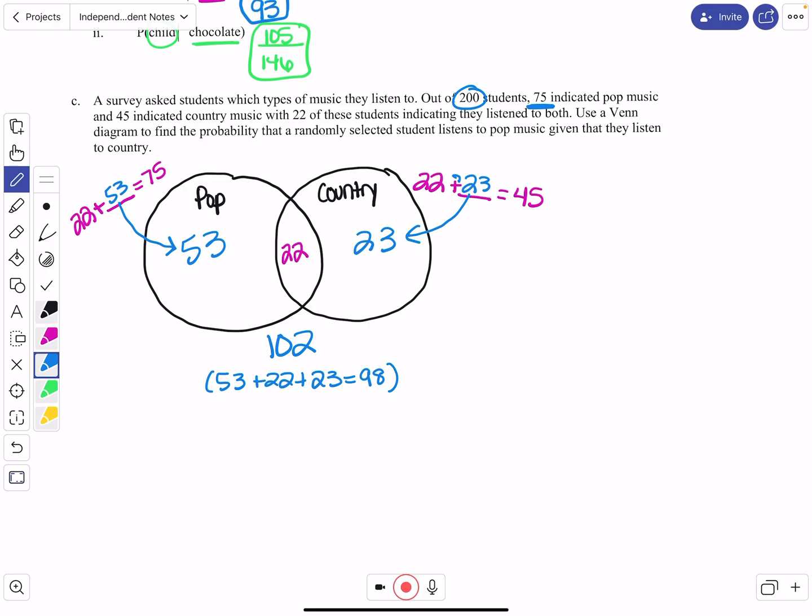Okay, so now let's figure out our answer to our problem. Find the probability a randomly selected student listens to pop music given they listen to country. So given that they listen to country, so that's going to be out of 45. And they listen to pop, so that's going to be the 22. So 22 out of 45. And so just make sure you pay attention whether it wants a fraction or it wants a percentage or a decimal. So being it doesn't specify, we'll just leave it as a fraction.